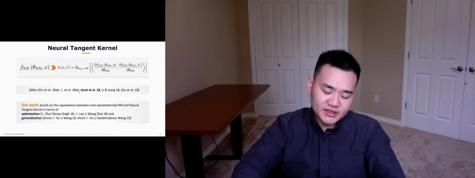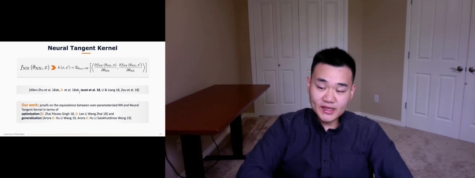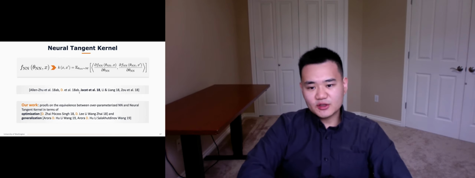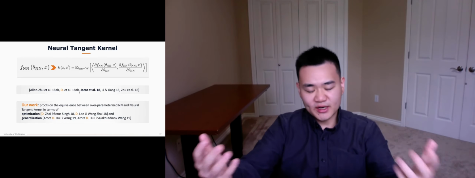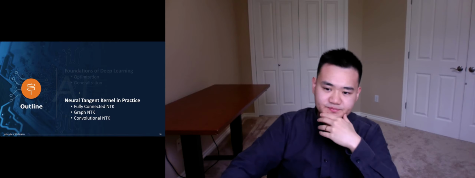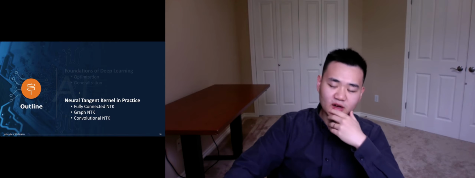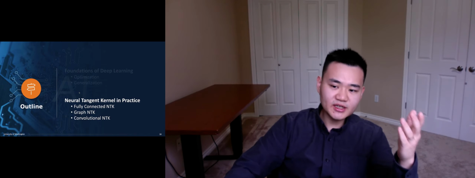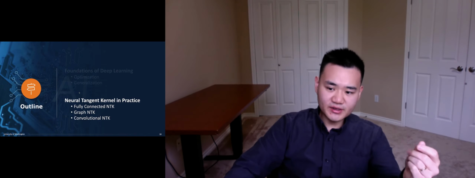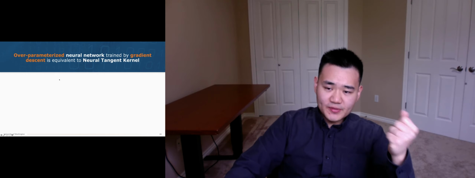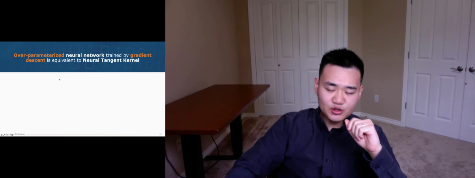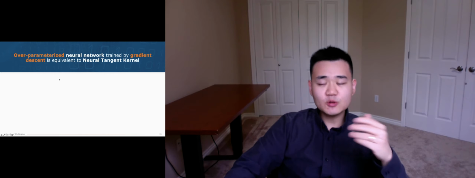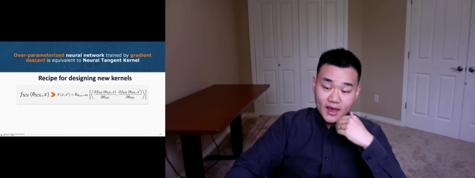So now the natural question is, okay, you show that neural tangent kernel is equivalent to these deep neural networks. So what about applying neural tangent kernel directly? What's their performance? This is the second part of my talk. I'll give you some examples showing that this neural tangent kernel is a very strong classifier. So let me emphasize again that our main message is that the overparameterized network trained by gradient descent is equivalent to this neural tangent kernel.